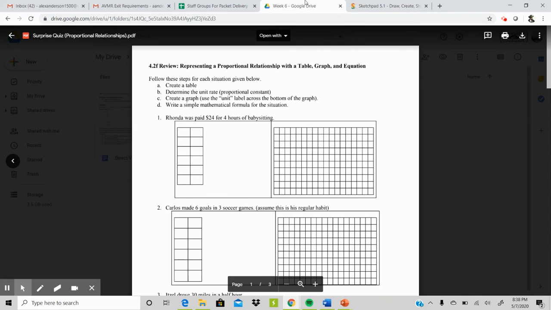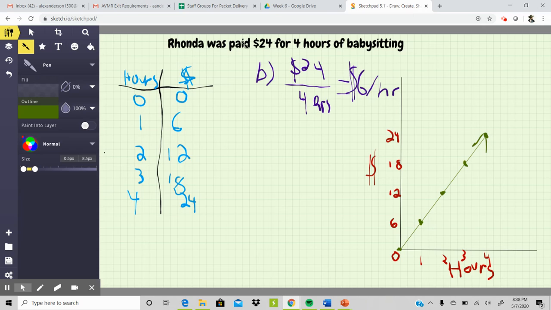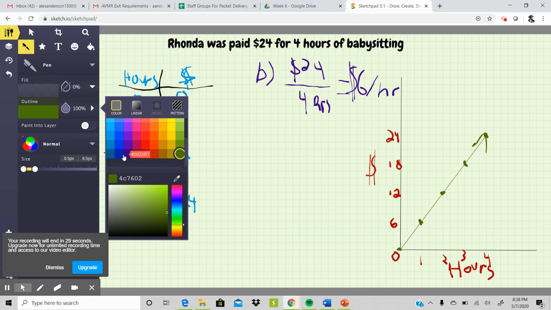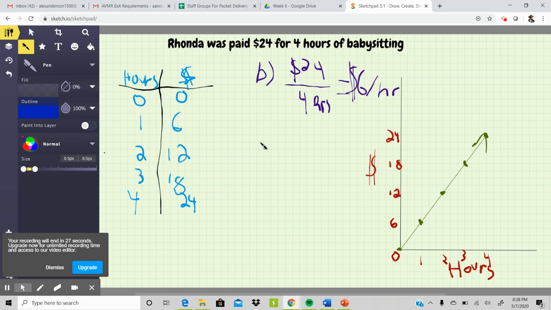The last part is to write a simple formula. My formula needs to look something like, usually I use the letters Y and X. Well, I'm going to use the dollar symbol. Again, I'll change colors. I'll do this quick. Dollars equals something. I'm going to use the letter H instead of X to represent hours.